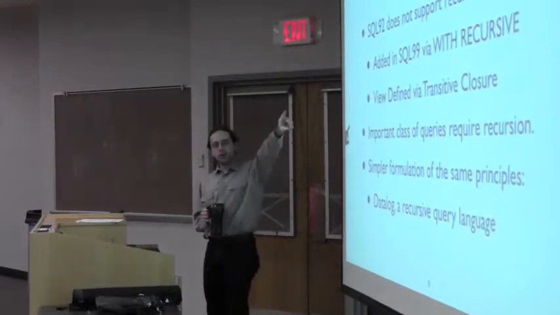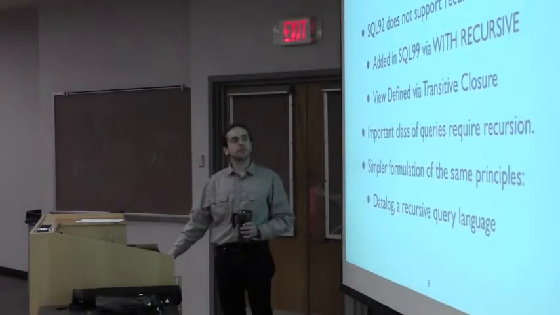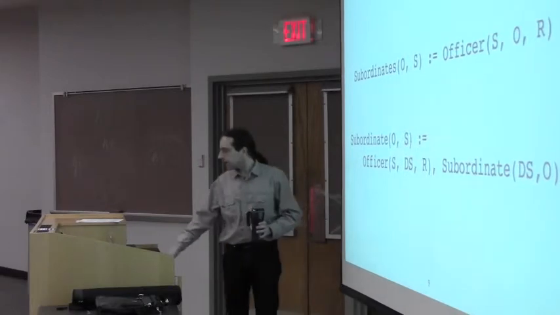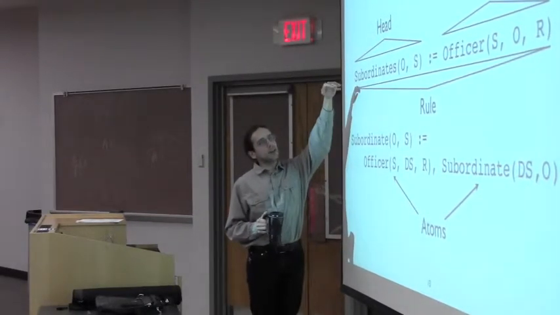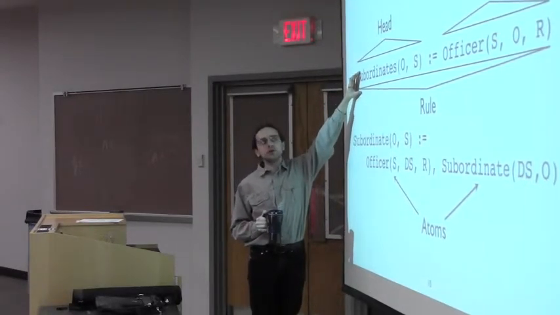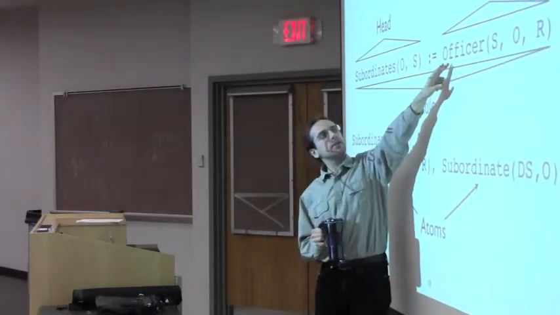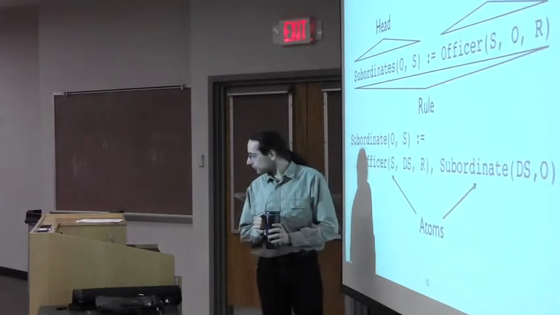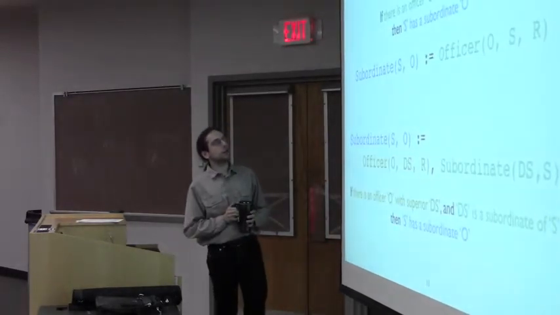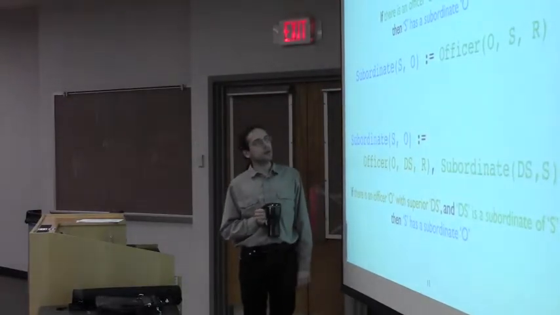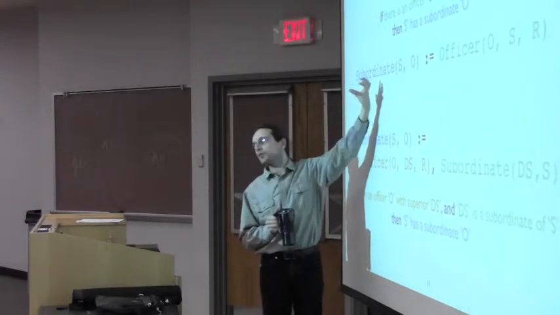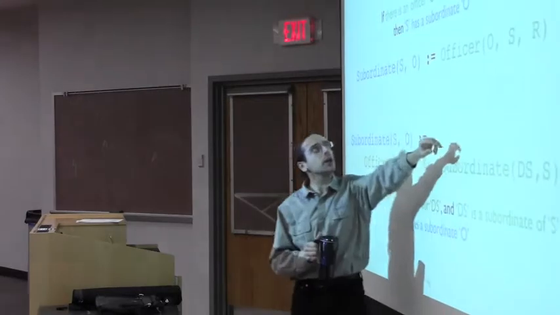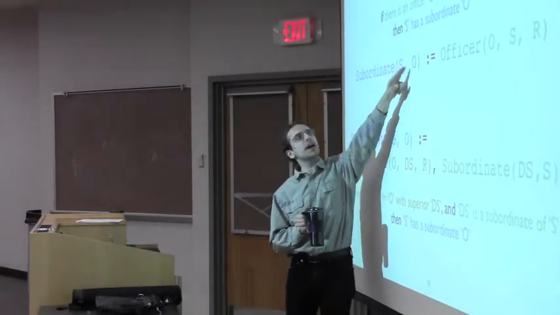Datalog is equivalent to SQL with recursive clause, and I'll show you that mapping momentarily. But just to give you a sense of how Datalog looks, it's a sequence of statements of this form. To break it down, a Datalog program consists of a sequence of what are called rules. And each rule consists of a head and a body, and they're joined by this colon equals sign. The body is further subdivided into individual atoms. The way you can interpret this, color-coded, not super readable, is as sort of an if-then statement. So if there exists an officer with attributes O, S, and R, then there must also exist a subordinate with attributes S and O.